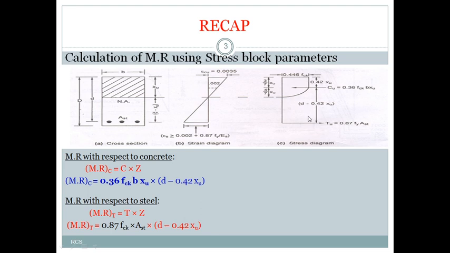Then we calculated the tensile force acting in the tension zone of this RC member, that is tensile stress multiplied by area of tension steel. The tensile stress developed in the tension zone of the member is 0.87 fy, multiplied by the area of tension steel Ast. From that we can calculate the tensile force.